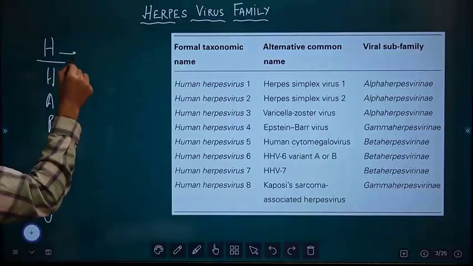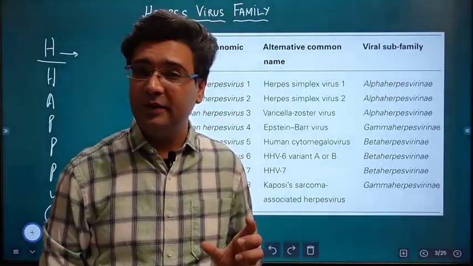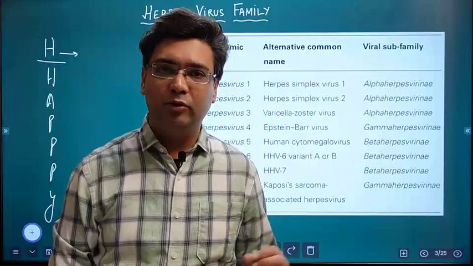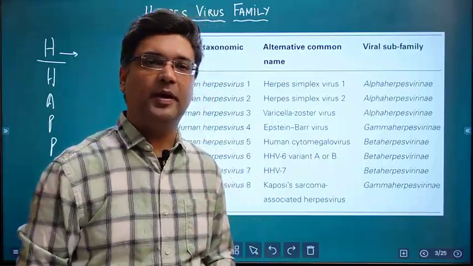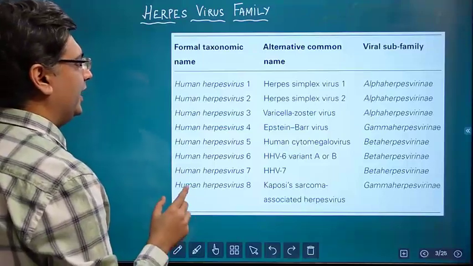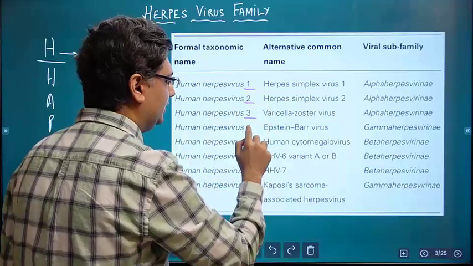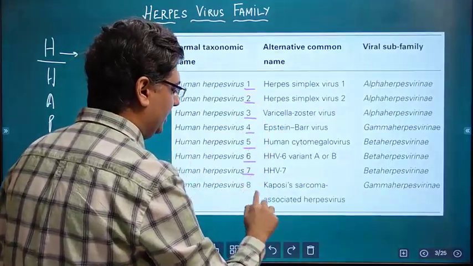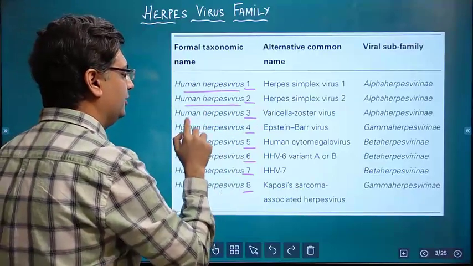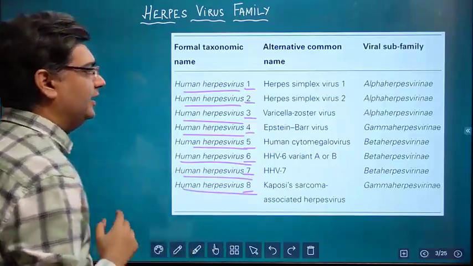So the first H was the herpes family, and this is where we are going to talk about the herpes family in a lot of detail because it is asked in the MCQs and it is also important from the oral medicine perspective. So let's start with the herpes virus family, and in this family we have 8 members. You can see 1, 2, 3, 4, 5, 6, 7 and 8 members, and all are called the human herpes virus family.